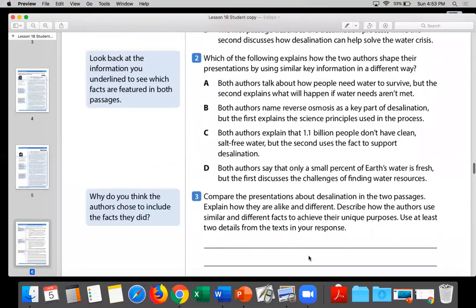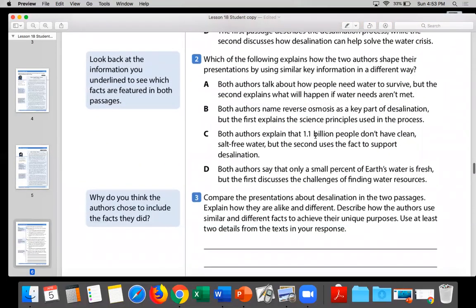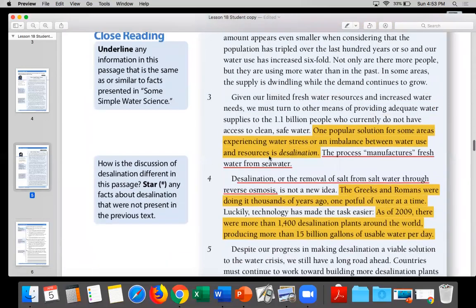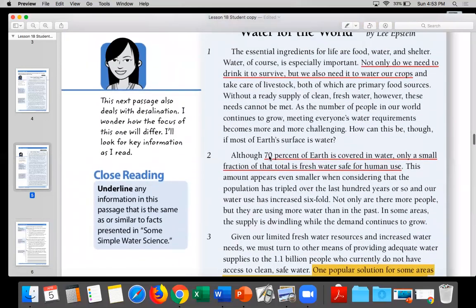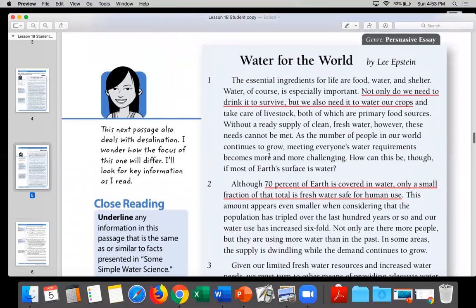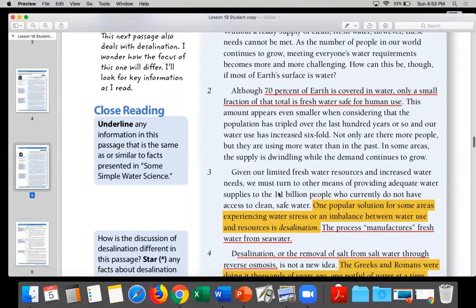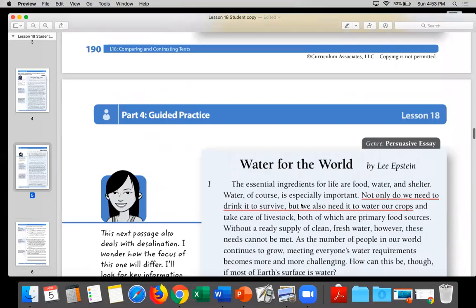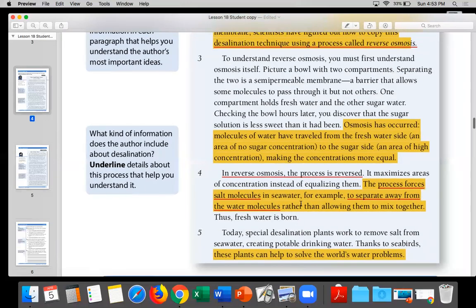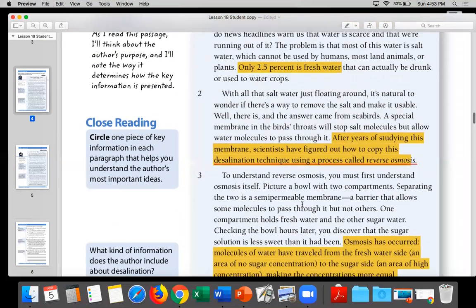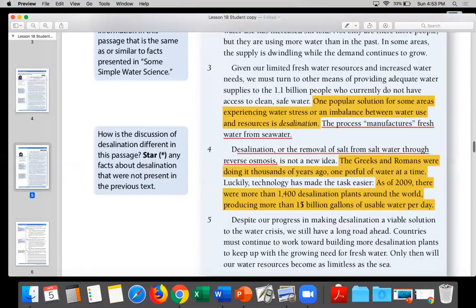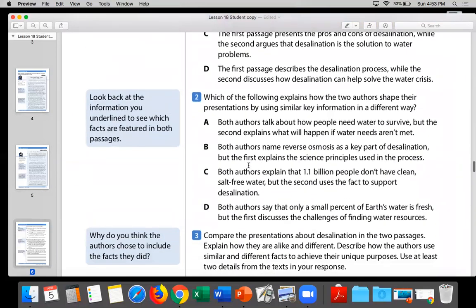Okay. C, both authors explain that the 1.1 billion people don't have clean, salt-free water, but the second uses the facts to support desalination. Let's find where that 1.1 billion fact is. Okay, 1.1 billion people who do not have access to clean, safe water. Was that in this one? I'm not seeing that number anywhere. So both of them do not talk about the 1.1 billion people.